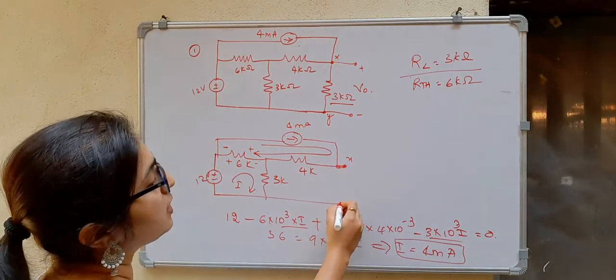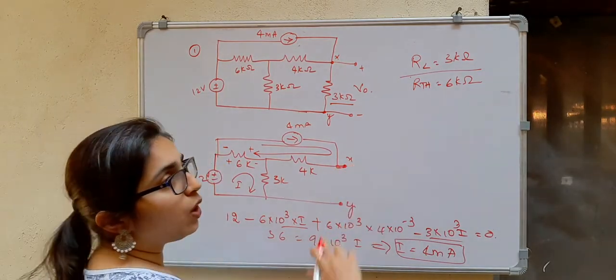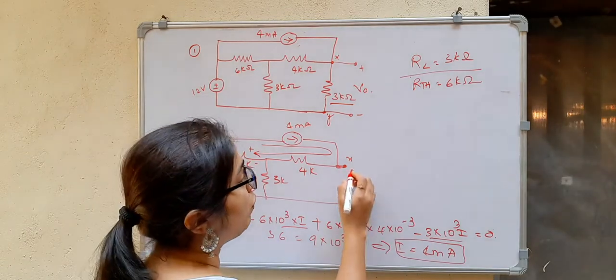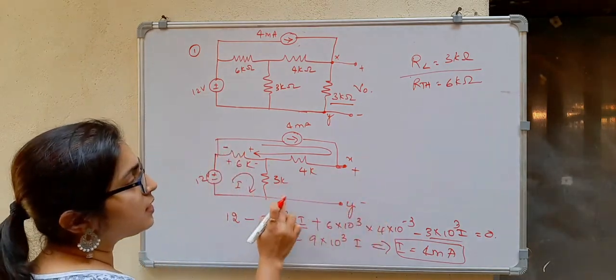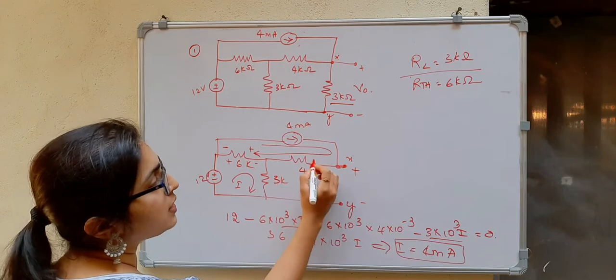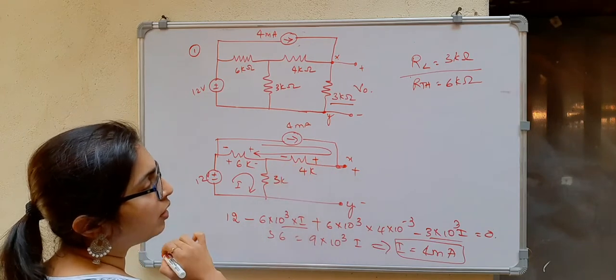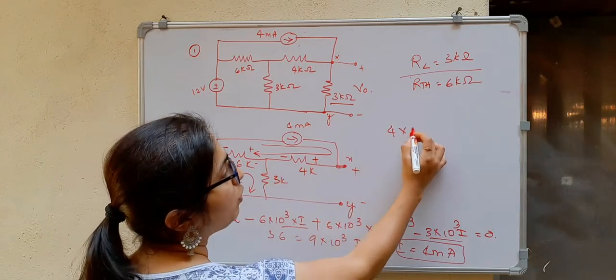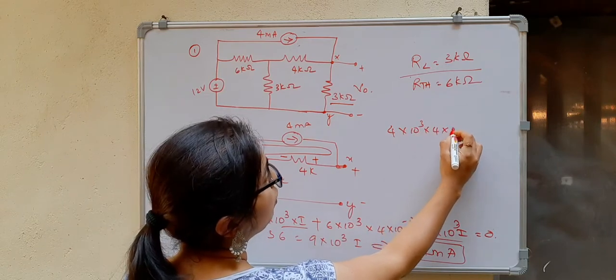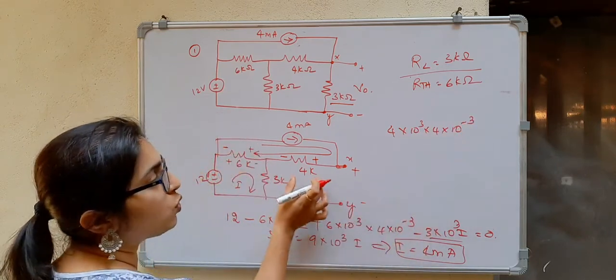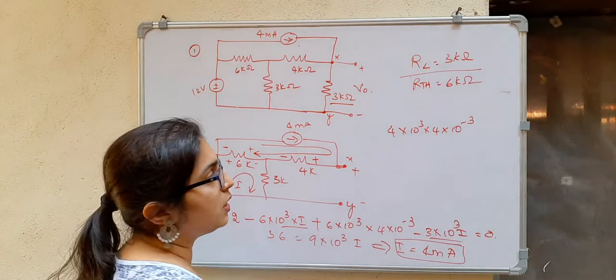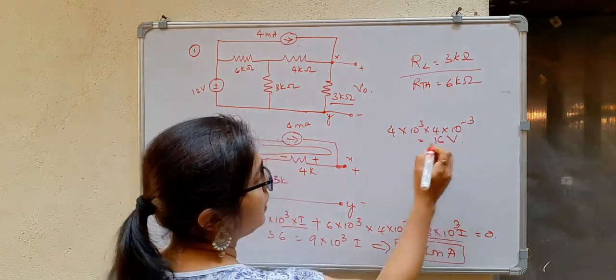Now what is this? Okay, I have to find the open circuit voltage, right? Now I have to find the voltage here. So we can see here, what is the voltage across this? It will be in this direction. Okay, that is 4 into 10 to the power 3 into 4 into 10 to the power of minus 3 is the voltage drop across this 4 kilo ohm resistor. So that will be equal to 16 volts.